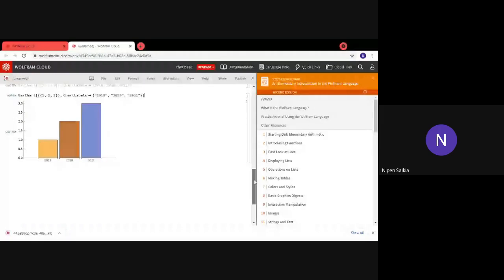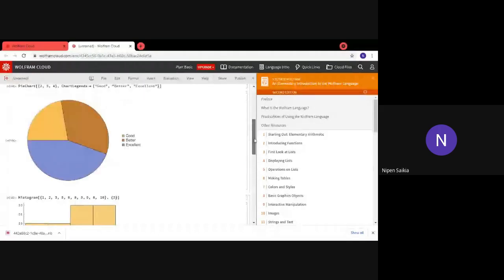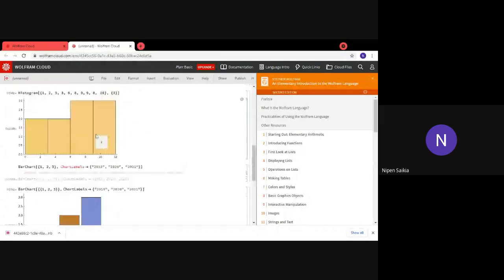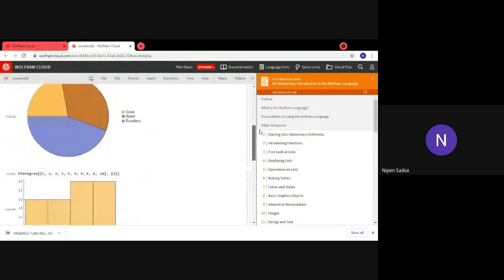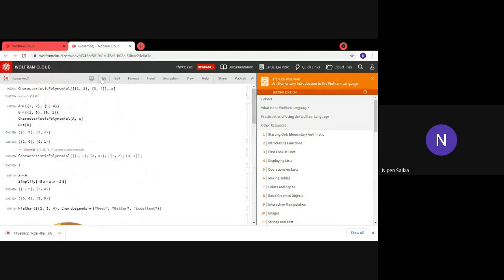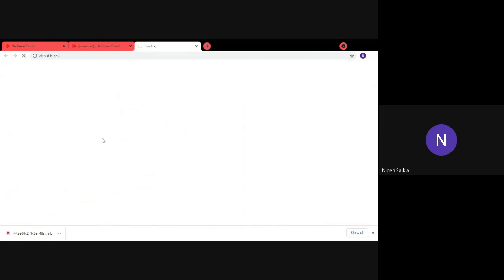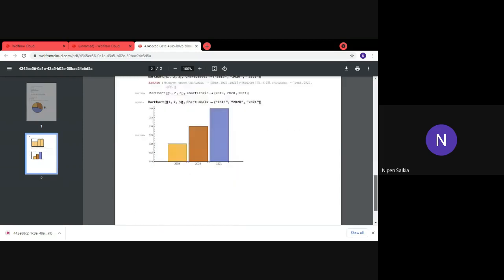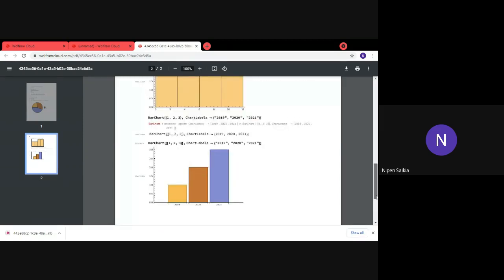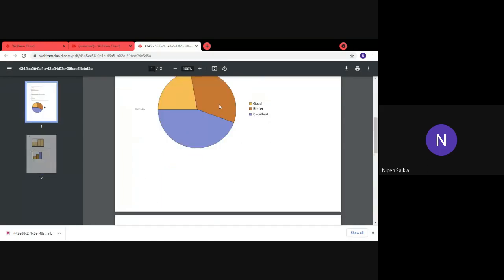So like this we can draw a pie diagram, then we can have a histogram, and then we can have a bar chart also. So now this is the file we have created. This file can be exported or downloaded as a PDF file. If we want to download in the form of a PDF file, we'll get this one. This is the bar chart, then this is the histogram, this is the pie diagram.